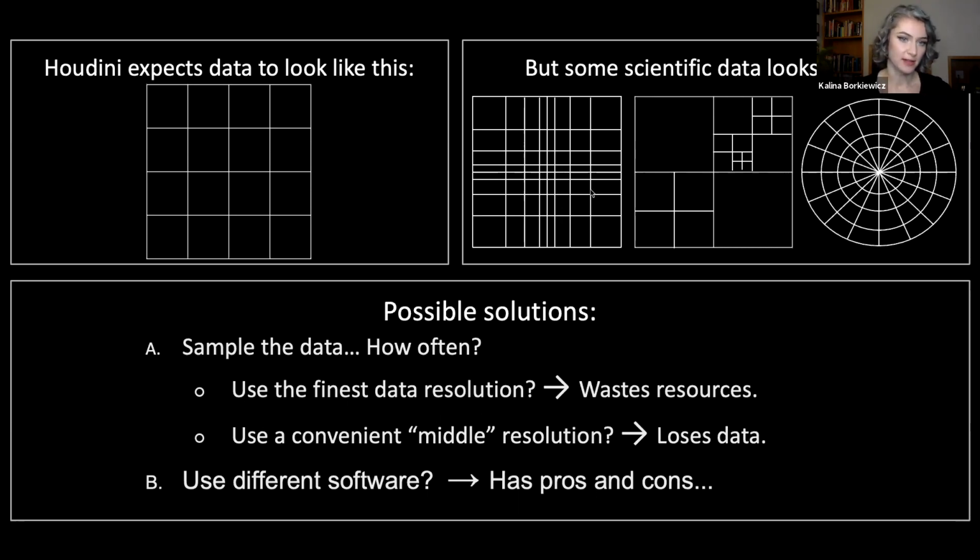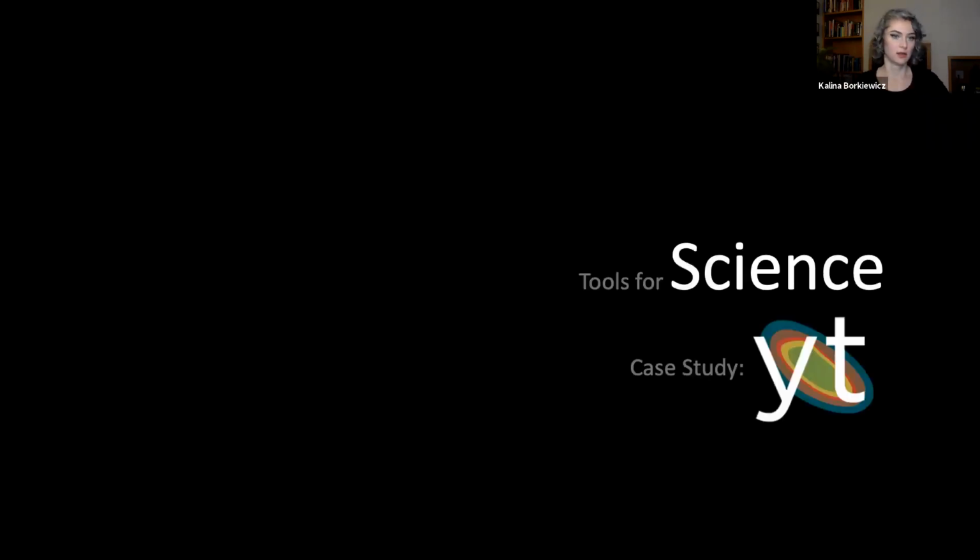So rather than doing that, we can use a medium resolution, say this square, and make a uniform grid that looks like that. But in that case, we're going to lose everything that is higher resolution, and that's really the things that we care about. That's where the exciting parts of the data are. So that brings us to option B. We're not tied to Houdini. I mentioned there's this other category of tools. So let's see what working in a scientific tool is like.